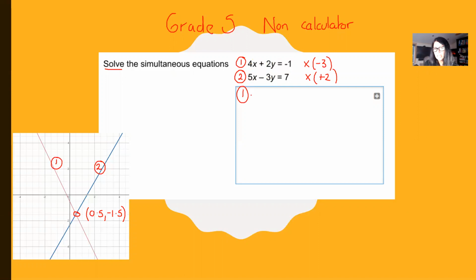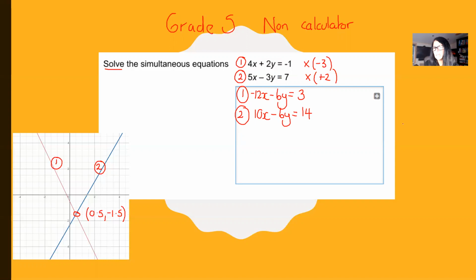So -3 times 4x is -12x. -3 times 2y is -6y. And then a minus times a minus makes a +3. For equation 2, 2 times 5x is +10x, 2 times -3y is -6y, and 2 times 7 is 14. So you can see that I've made the y coefficients both -6. They're both exactly the same. The 6 is the important bit.